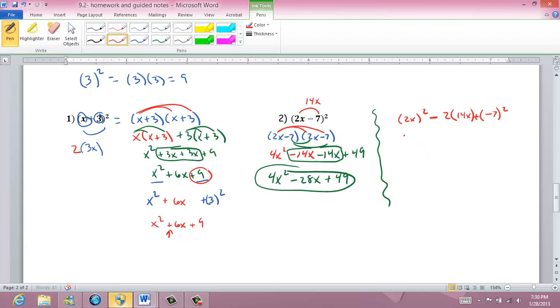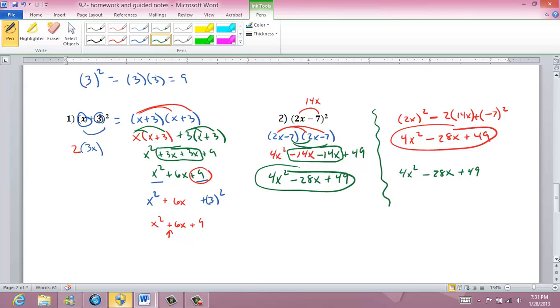And now, 2 to the second is 4, x to the second, minus 2 times 14x is 28x, and negative 7 squared is positive 49. So, if you look at this just real quickly, all you're going to do is raise the first term to the second, square the last term, which is positive 49, multiply the middle numbers, double it, minus 28x. Okay, so that is our first special product, and that is basically squaring a binomial.